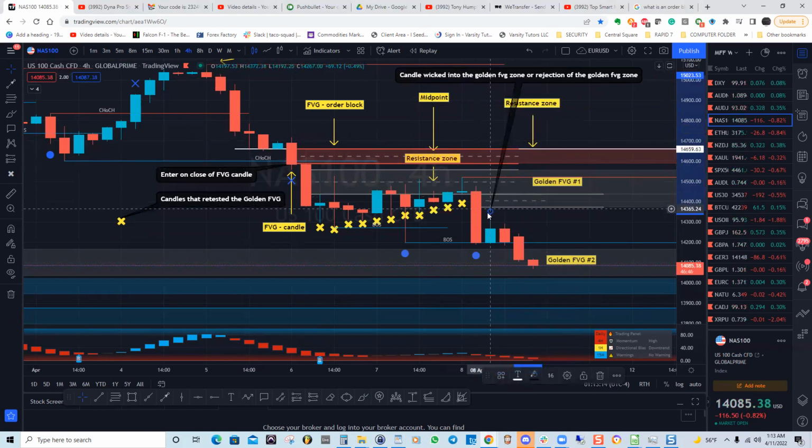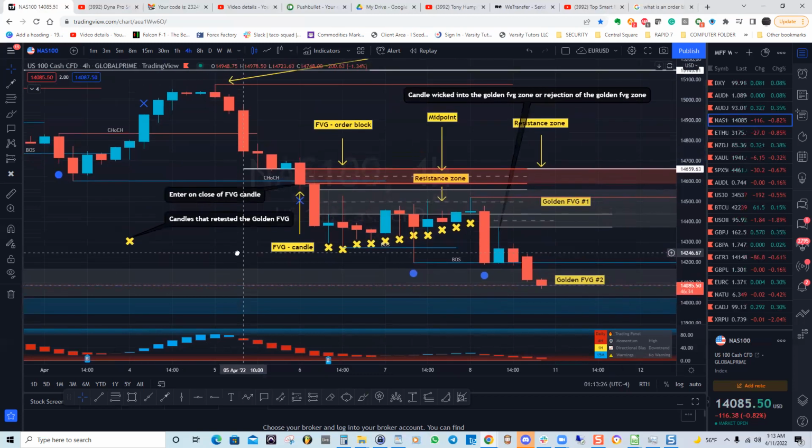And then price broke away. This is rejection right here, rejection. And then it broke down to where we are now. And now it's in the second golden FVG zone. Remember, this is a 4-hour time frame. So this is a live chart.